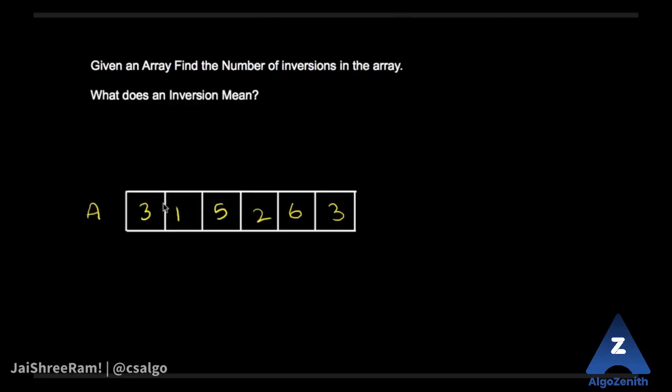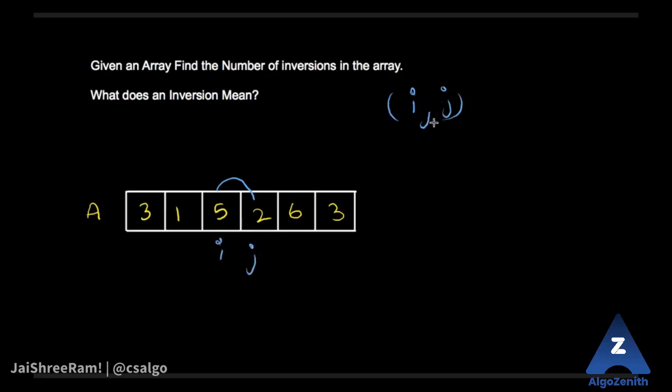So let's say we are given this array: 3, 1, 5, 2, 6, 3. Now we need to understand what inversion means. A pair of elements is called an inverted pair, a pair i, j. So i, j are the indexes. So this is i and j.